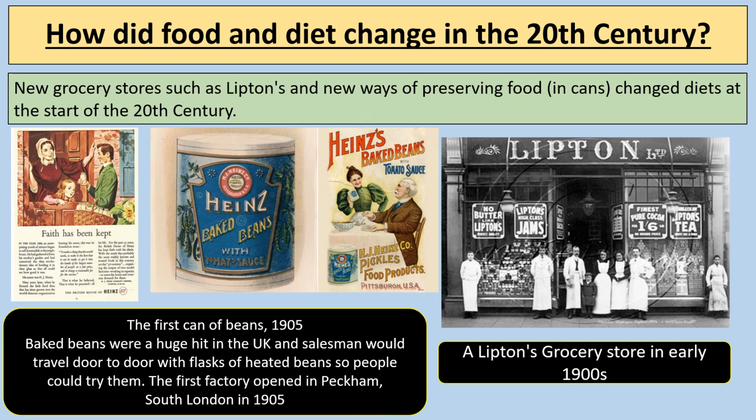So at the start of the 20th century, new grocery stores such as Lipton's and new ways of preserving food in cans changed diets. The first can of beans was in 1905. Baked beans were a huge hit in the UK, and salesmen would travel door to door with flasks of heated beans so people could try them. The first factory opened in Peckham in South London in 1905.